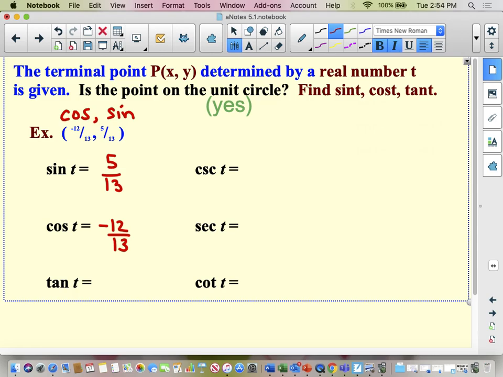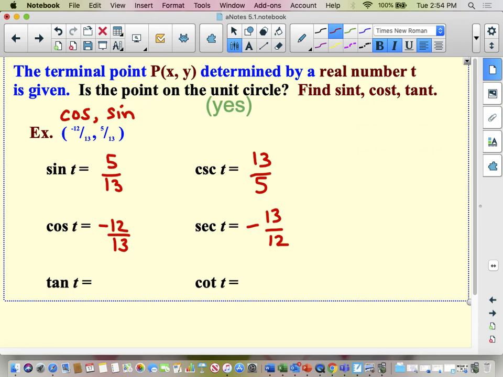Then if you know that sine and cosecant are reciprocals of one another, then cosecant is literally just the reciprocal of the sine. So 5/13 becomes 13/5. Secant is the reciprocal of cosine, so it becomes negative 13/12.